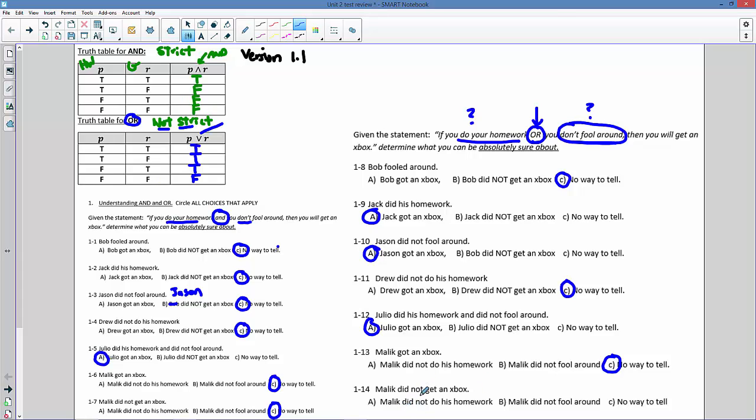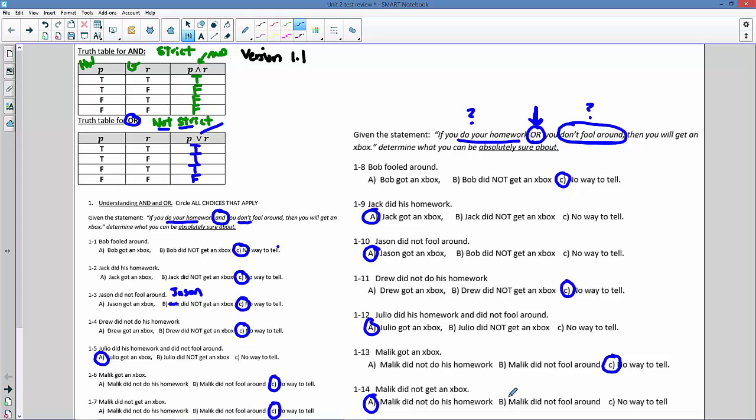We know he didn't do something, right? He couldn't have done his homework. Actually, I'm sorry. I'm mistaken. We know he did not do his homework. Malik did not do his homework. I'm sorry, because this is an or. I was answering the question for an and. Be careful. So for an or, we absolutely know he didn't do either one of these things, right? He did not get an Xbox, so that means he didn't do his homework.